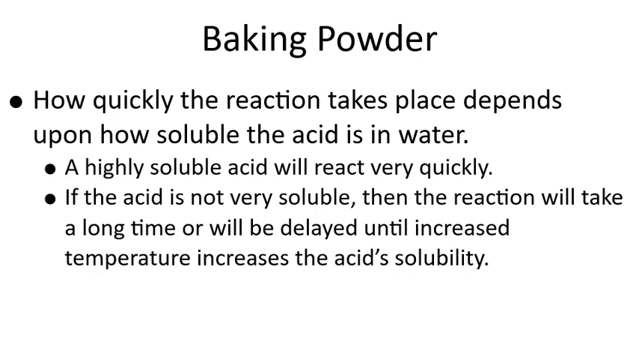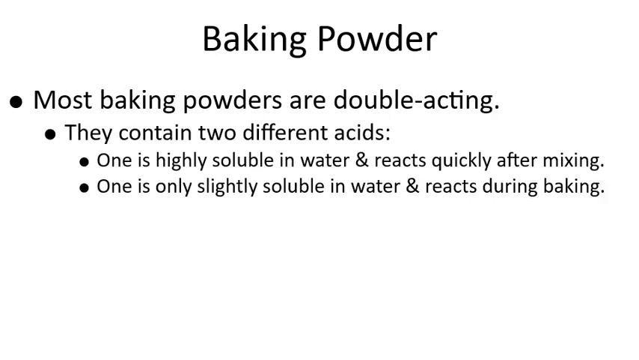So you might think that we have to decide between a quick-acting baking powder and a slow-acting baking powder, depending on which acid we include. However, most baking powders are double-acting. That is, they contain two acids. One, which is highly soluble and reacts very quickly after mixing with water, and another which is only slightly soluble in water and reacts only once the temperature is increased during baking.